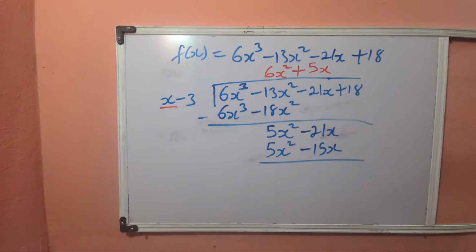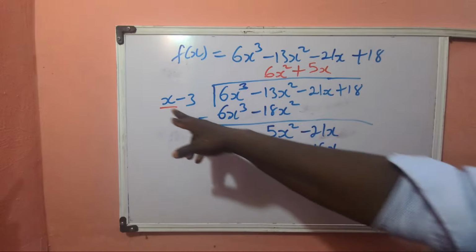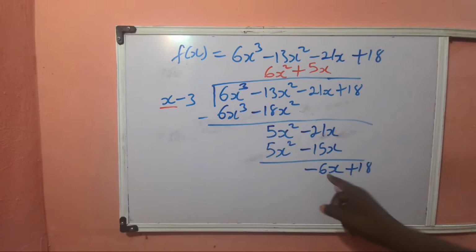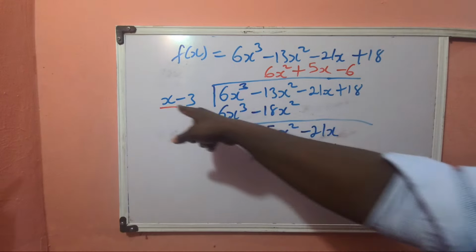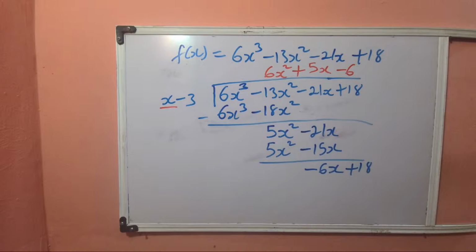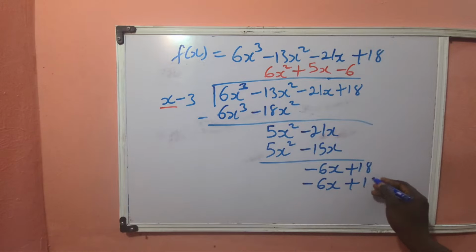Minus 21 minus 15, you are left with minus 6x here. You bring the last value here, that's 18. What do you go on to do? You use this again. This will be x going in minus 6x. Of course, the answer will be minus 6. Then you go on to say minus 6 times x, or minus 6x. Minus 6 times minus 3, that will be plus 18.